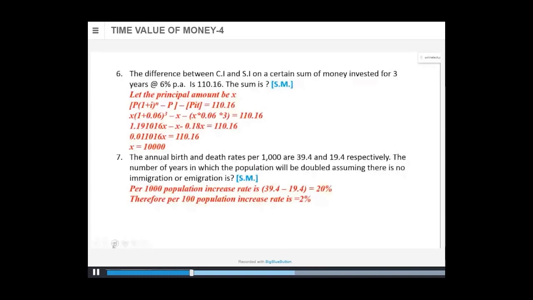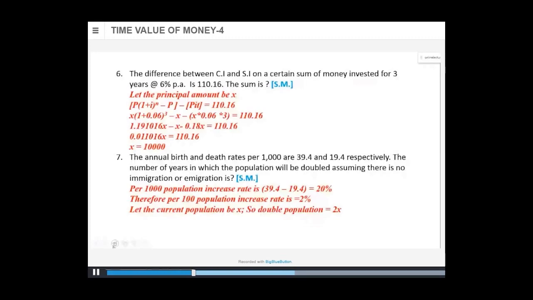So what is the increase rate? 2%. Now what should it become? It should become double. So let the population right now be X. So double population is 2X. Now tell me, is the population going to increase or decrease? Please reply.